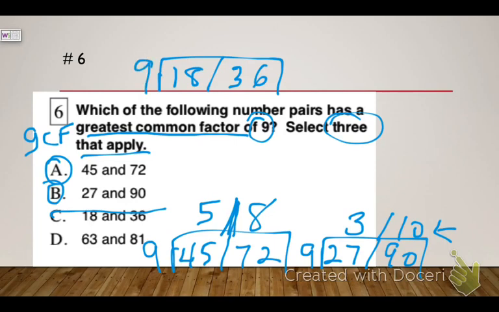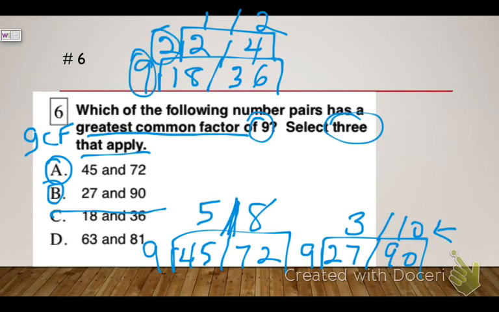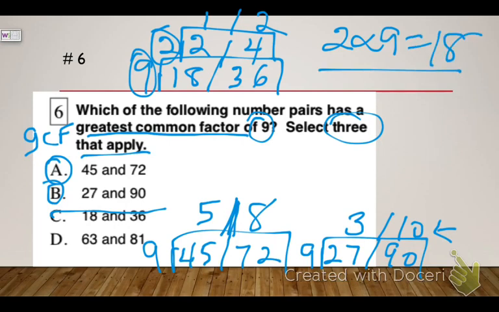9 divided into 18 goes 2. 9 divided into 36 goes 4. Guess what? I can divide 2 and 4 again by 2. Well, 1 and 2 are in counting order, and the only thing 1 and 2 have in common is 1. So I'm going to take the outside numbers, and I'm going to multiply. 2 times 9 is 18. Guess what? The greatest common factor is 18, but it's only asking me for the greatest common factor of 9.